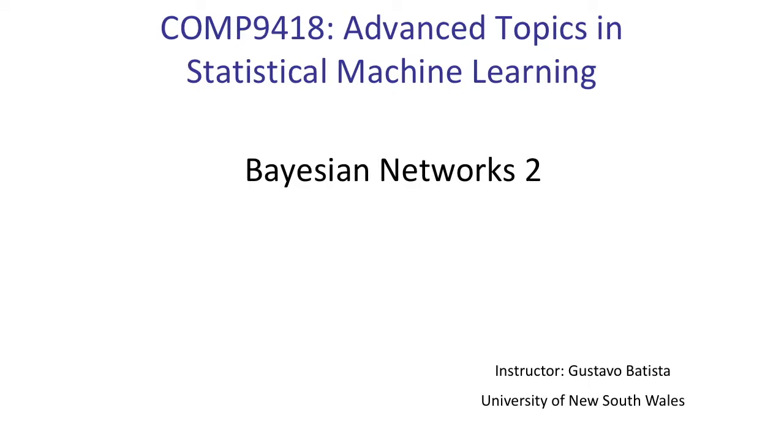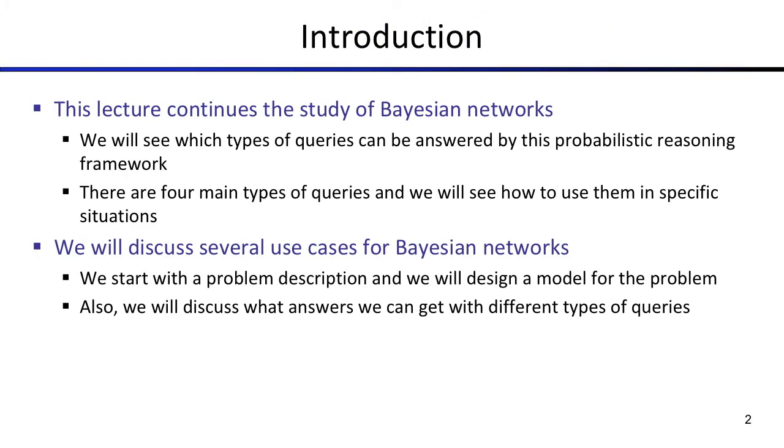So welcome back. This is our second lecture about Bayesian networks, and now we're going to take a look at some use cases of Bayesian networks, and we'll do a little bit of modeling. So instead of trying to understand how Bayesian networks work, we'll start to look at how we can use them to model some problems. We will start by discussing 4 different types of queries that we can answer with probabilistic reasoning, and we'll see how those queries can give different types of answers for different problems. So we'll look at use cases and see how we can model each problem with a Bayesian network.